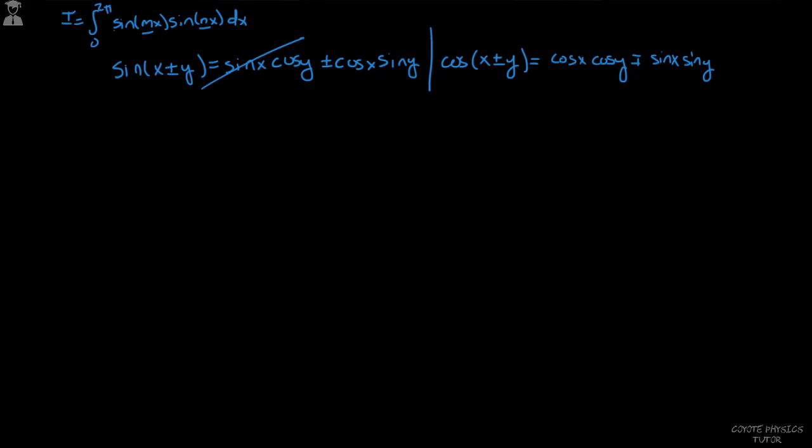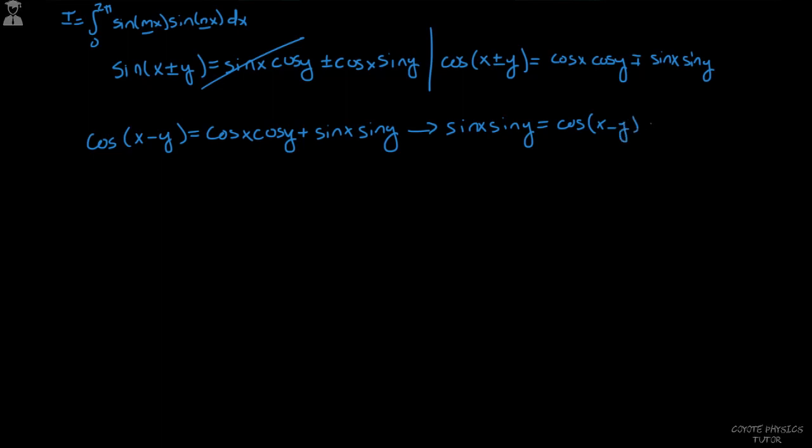And because I have a positive sine mx sine nx here, I'm going to be solving for the positive over here. So if I solve for the positive, that means that I'm picking the negative argument here. So I have cosine of x minus y, and that equals cosine of x cosine y plus sine x sine y. And then if I were to solve for sine x sine y, all I have to do is subtract cosine x cosine y from both sides, and I end up getting cosine of x minus y minus cosine x cosine y.